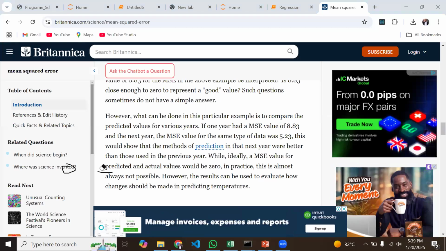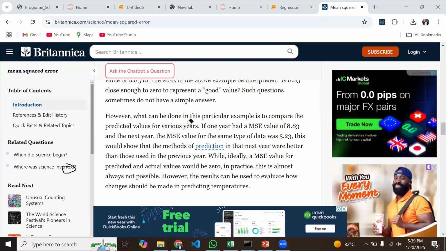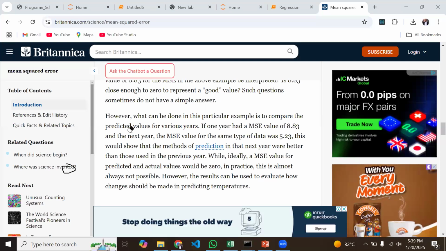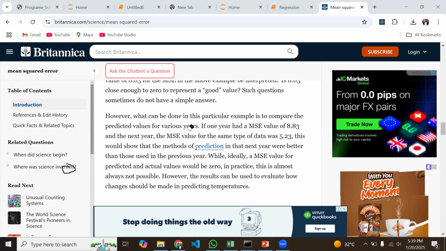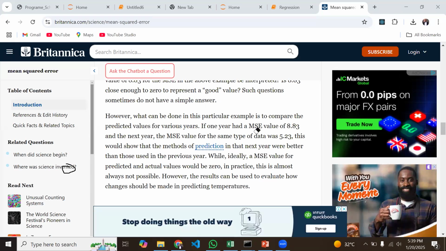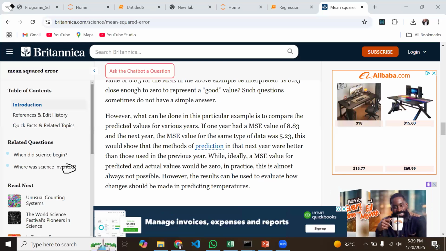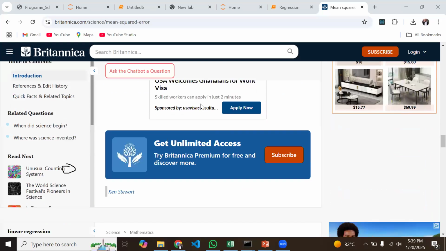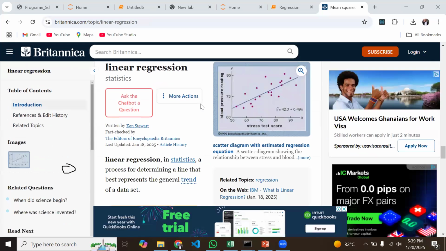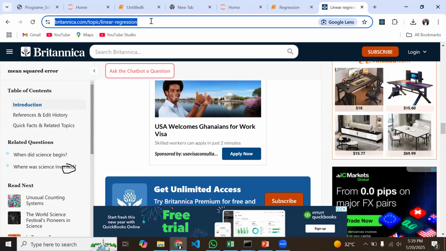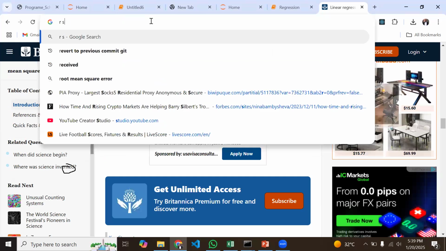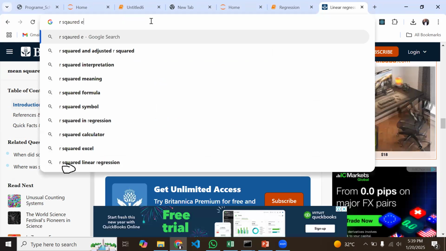It says that, however, what can be done in this particular example is to compare the predicted value for the various years, and we had the mean squared error to be 8 points, whatever. Okay. So this is based on the data they had and the things they are trying to explain over here. Now let's look at the R squared error.